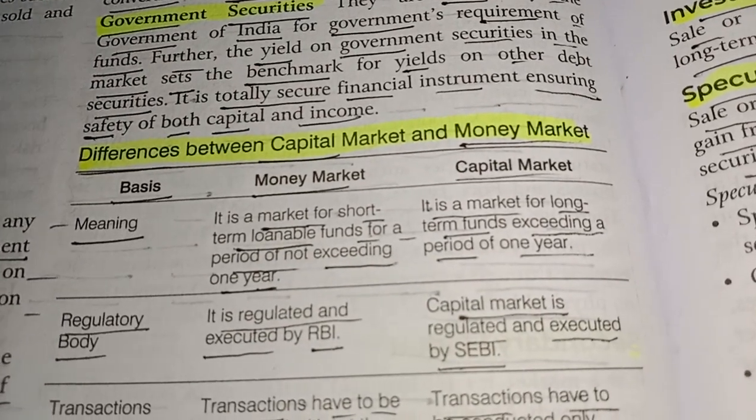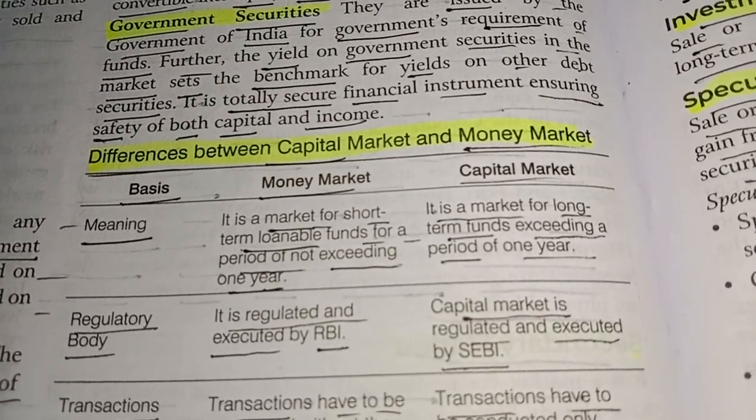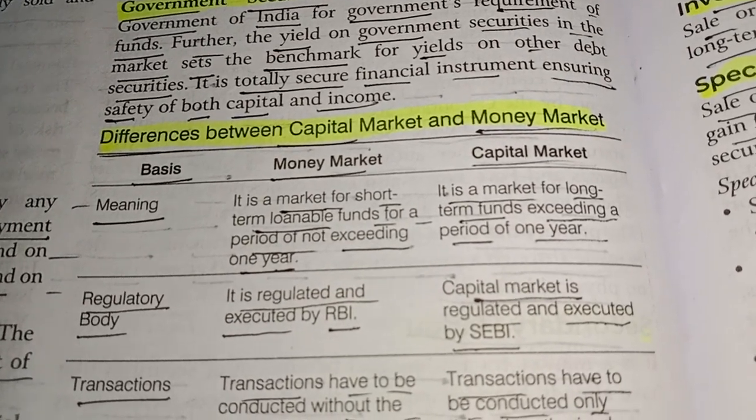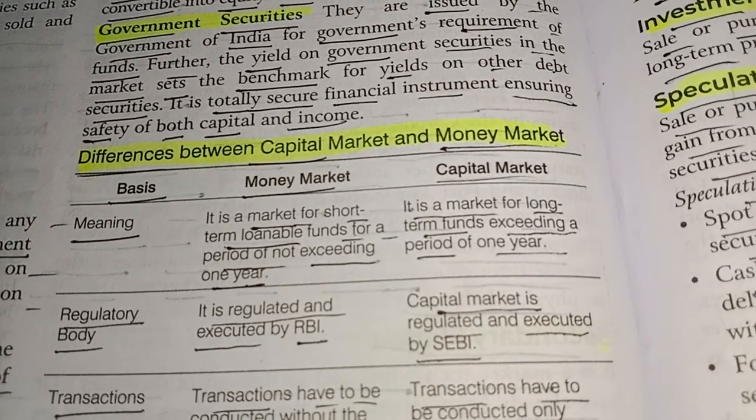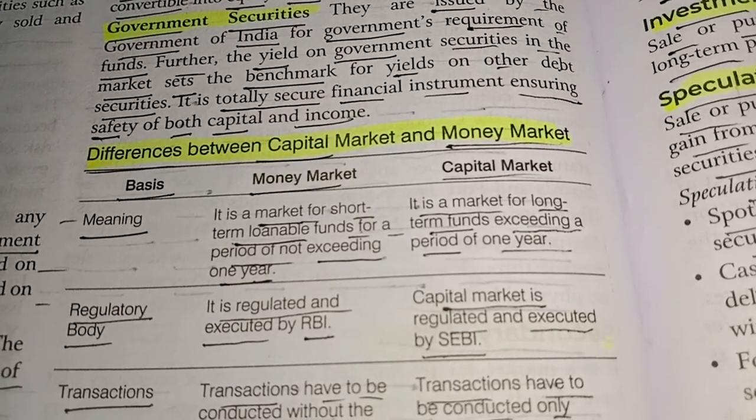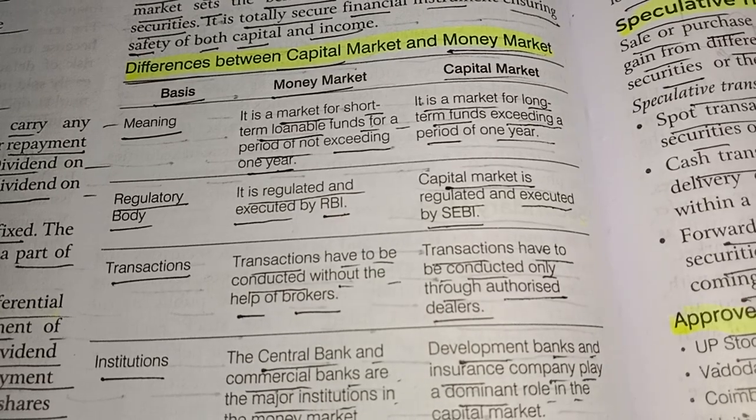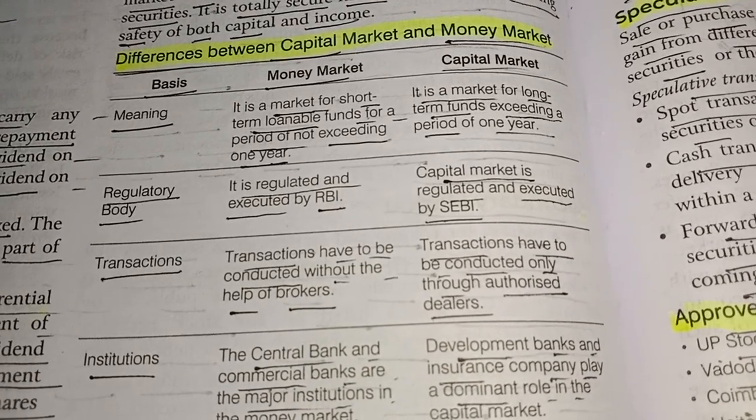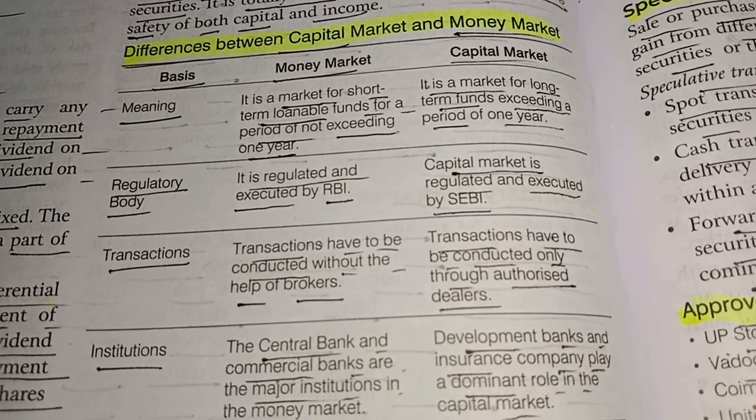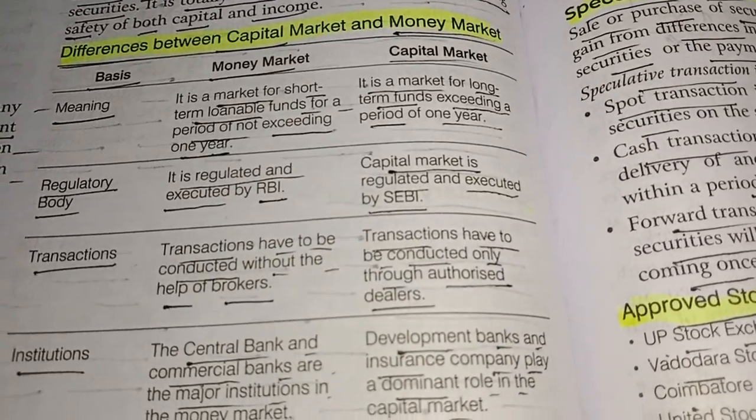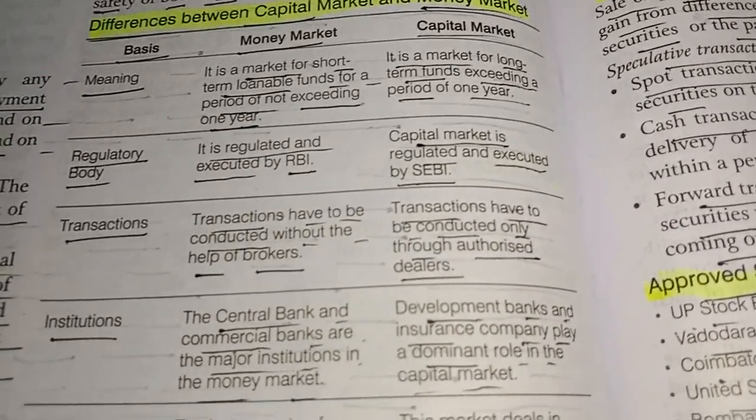Money market. Regulatory body. It is regulated and executed by RBI. Capital market is regulated and executed by SEBI. Money market transactions have to be conducted without the help of brokers. Capital market transactions have to be conducted only through authorized dealers.